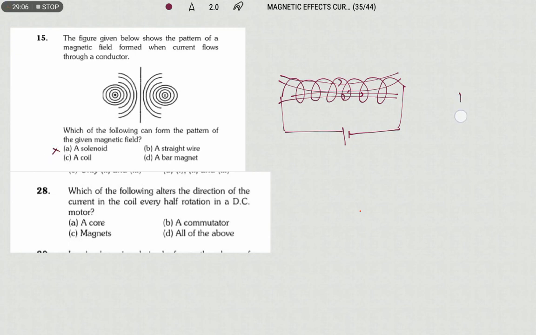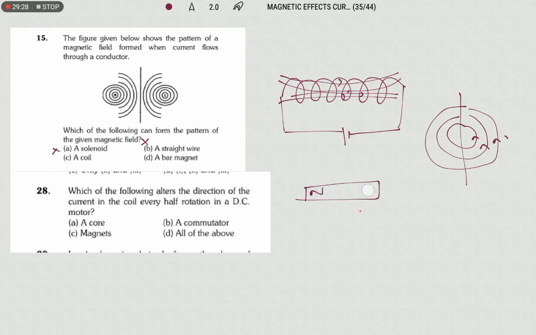Next, due to a straight conductor, the pattern will be concentric circles. The pattern is only a single set of concentric circles, not double. Here we can see two circles on either side, so it is not a straight wire. Next, the bar magnet. For a bar magnet, the field lines pass from the north pole to the south pole. This is the magnetic field due to a bar magnet, so this is also wrong.